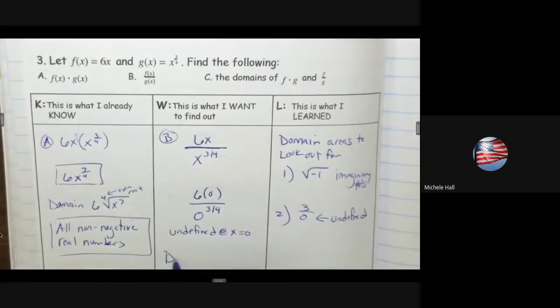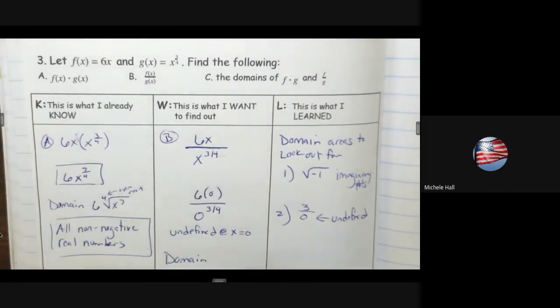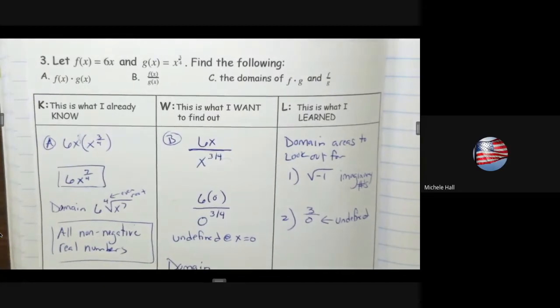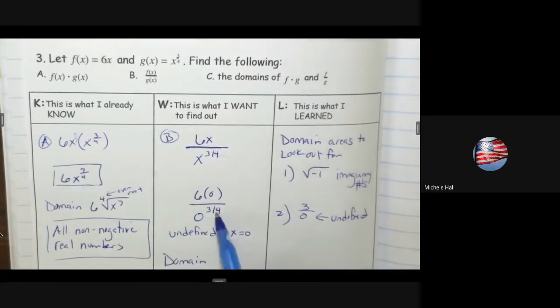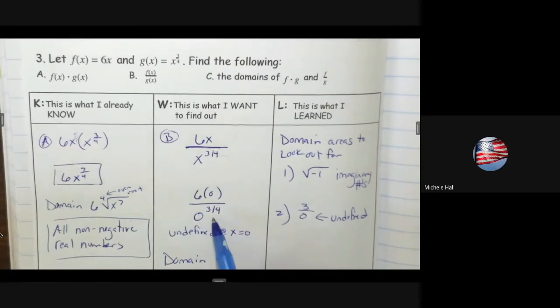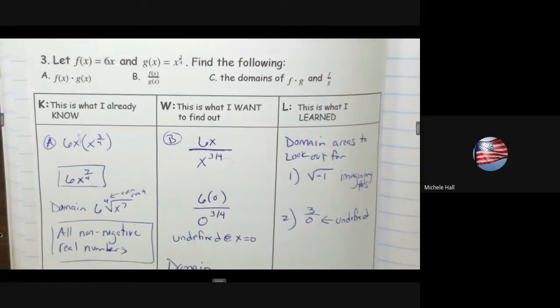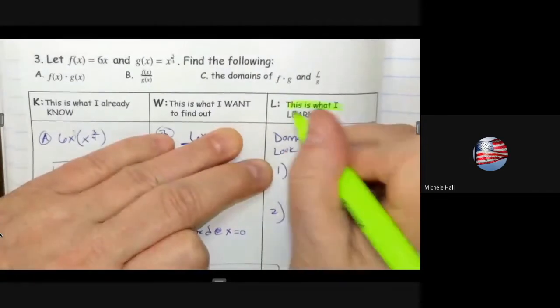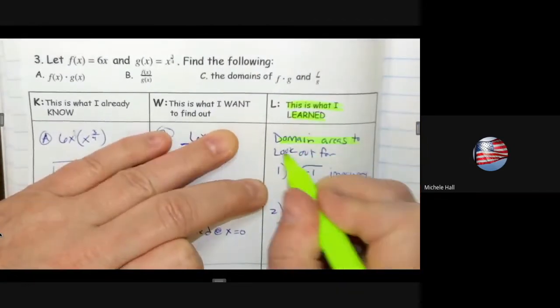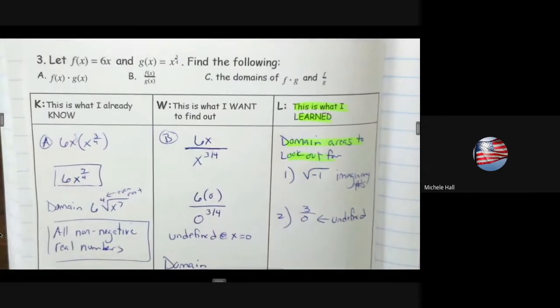So the domain for this one cannot be 0. That's the only thing that would fit here. If I put 1 here, it'd be 1 to the 3/4. That would be fine. This one is going to have to be all positive real numbers. Domain areas to look out for.